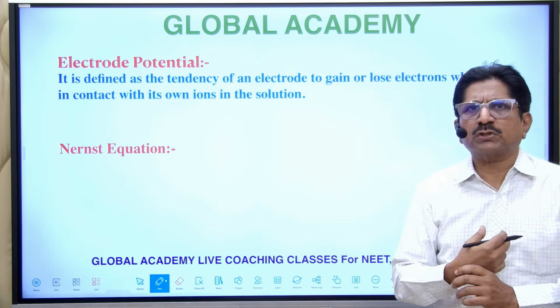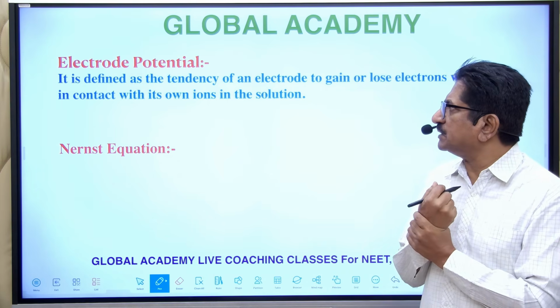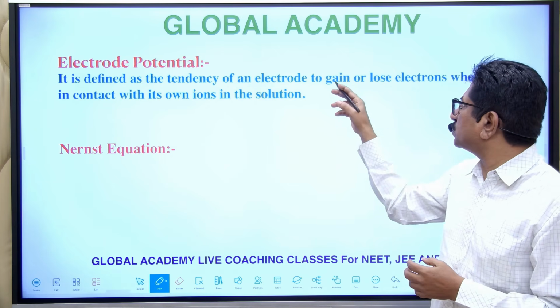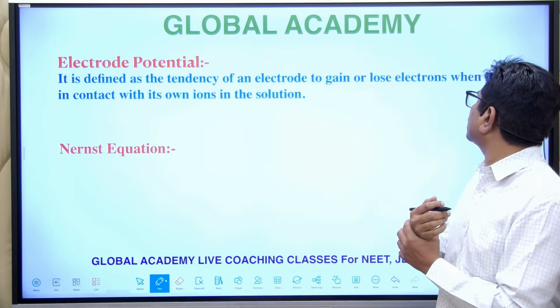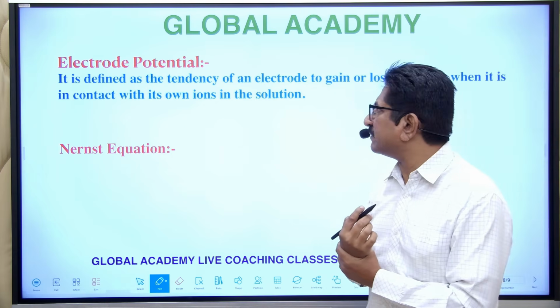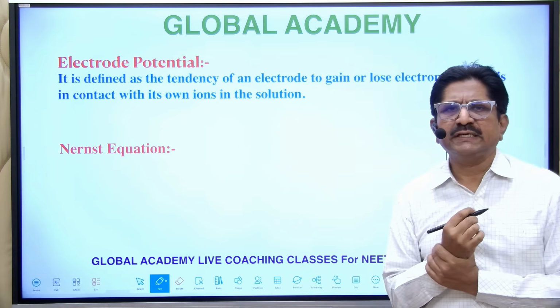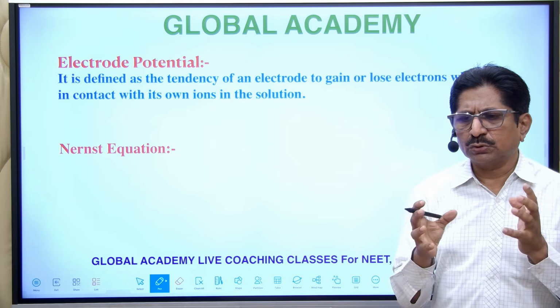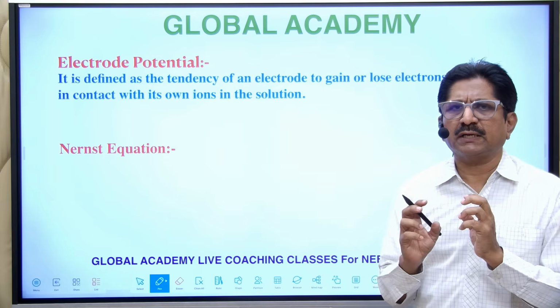Next comes what is called the electrode potential. It is defined as the tendency of an electrode to gain or lose electrons when it is in contact with its own ion in the solution. It is a tendency to gain or lose the electrons.